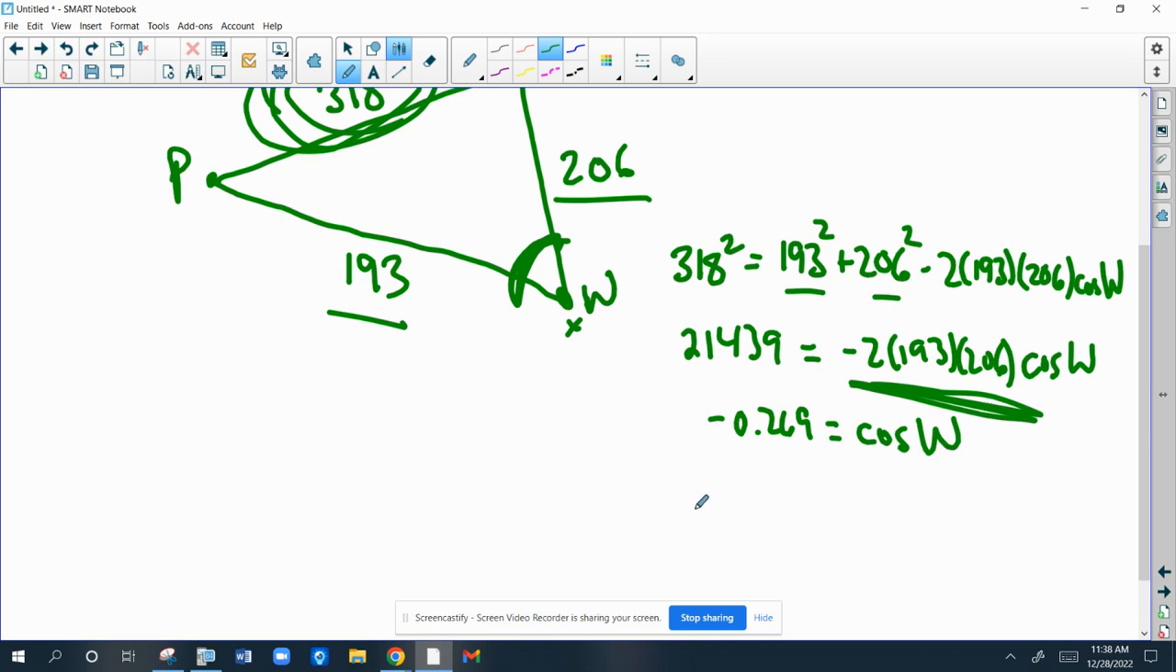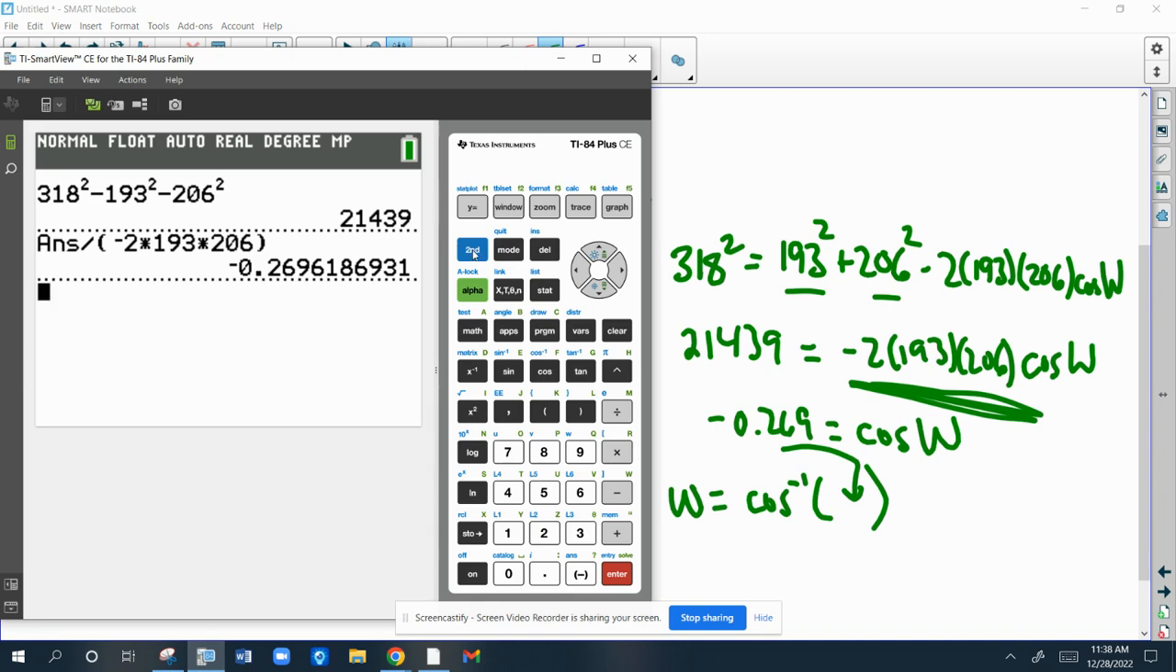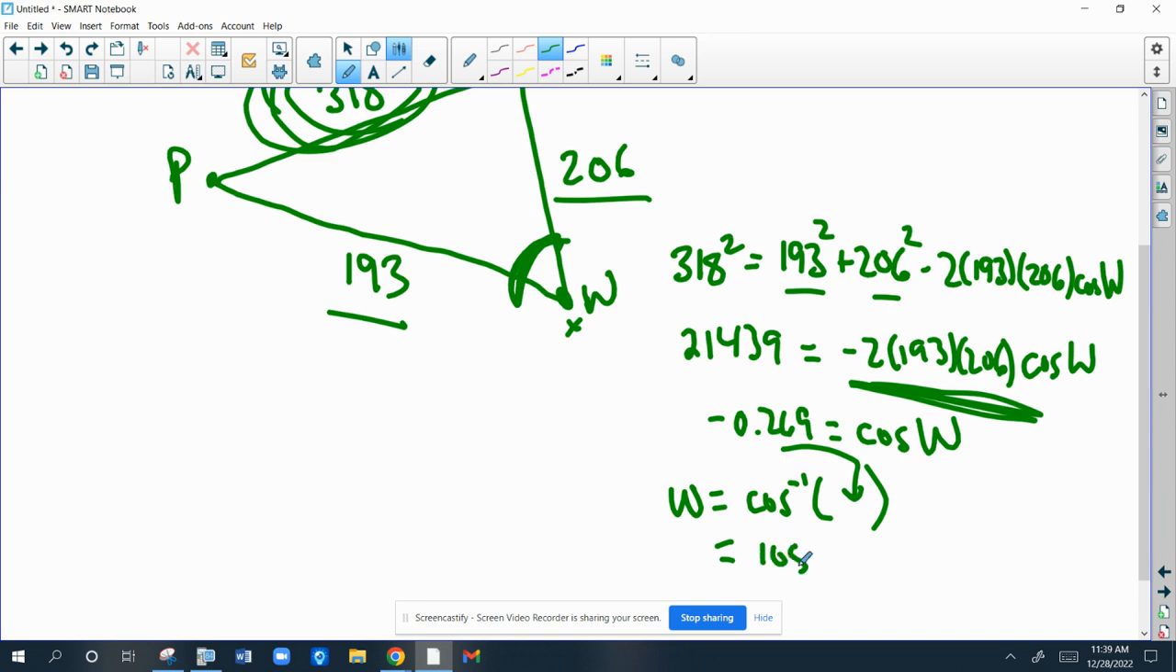So since I have cosine of W equals that, W would equal the inverse cosine of that. And since it's on my calculator, the inverse cosine of that, so that's going to be a really accurate answer, is 105.64. Remember, that's an angle, so degrees. And that's the angle between Pittsburgh and New York City from Washington, D.C. And that's it.